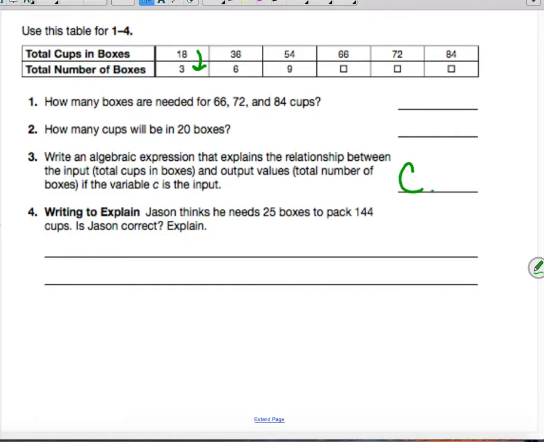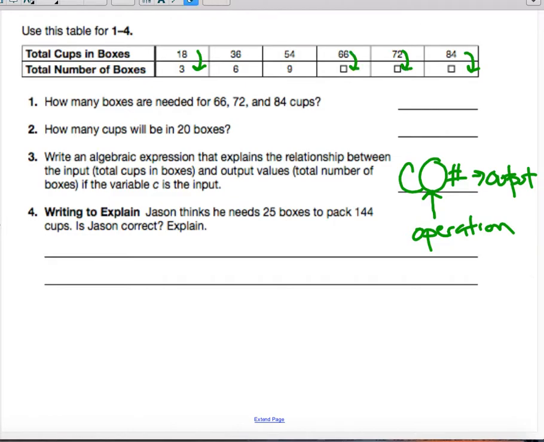So it's C, some kind of operation, which is going to equal the output. You're going to have this number experience an operation by another number that will give you the output. So just tell yourself, what did you do to go from here to there, here to there, here to there? And how did you get those answers?